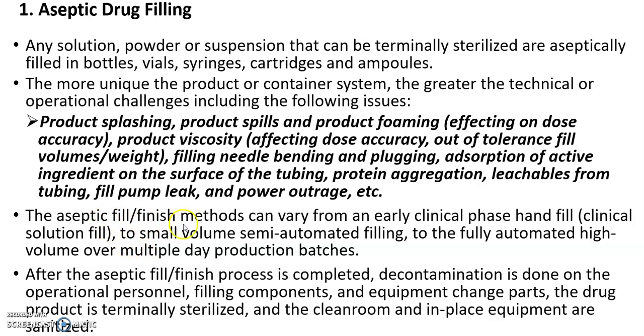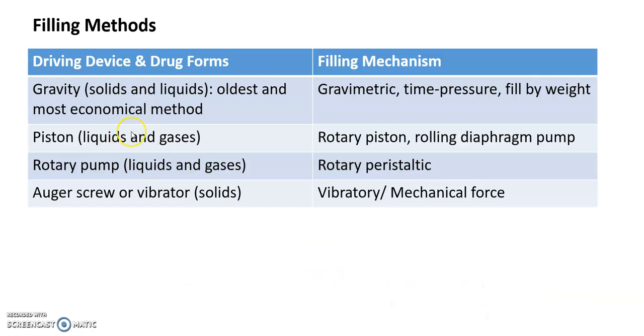So like I said, the aseptic filling method can vary from early clinical trial phases, like phase 1, where you can maybe do hand fill, manual filling, or semi-automatic filling, to fully automatic filling, like you just saw from the Catalent website, if you are dealing with a large commercial batch production. After automatic filling is done, the decontamination should take place on the filling machine itself, or the operators and everything.